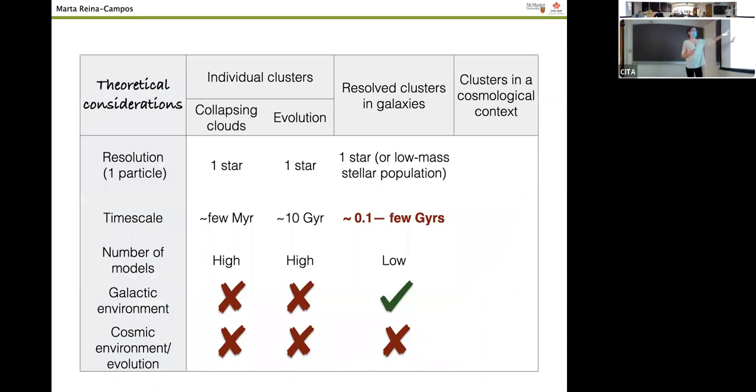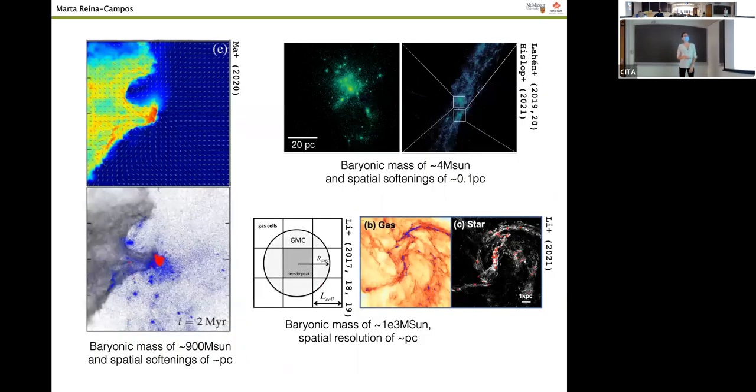As I say, they have extremely high resolution, which means they have extremely high computational cost. So the time scale over which these simulations can be run is extremely short, for a few hundred megayears to a few gigayears. You can run a small number of models, but at the same time, you are including the galactic environment with extreme detail. So that makes them very exciting, but they don't have the cosmic evolution.